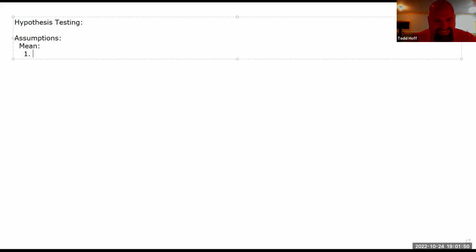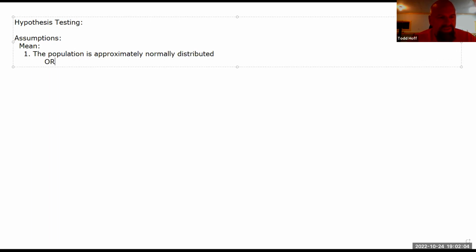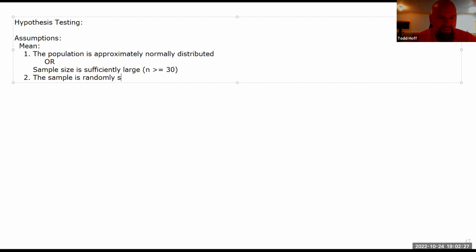The big one is that either we must assume that the population is approximately normally distributed, or the sample size is sufficiently large. This is usually a sample size of at least 30. So if our sample size is 30 or more, we don't need to assume that the population is approximately normal. And of course, the other big one is that the sample is randomly selected from the population of interest.